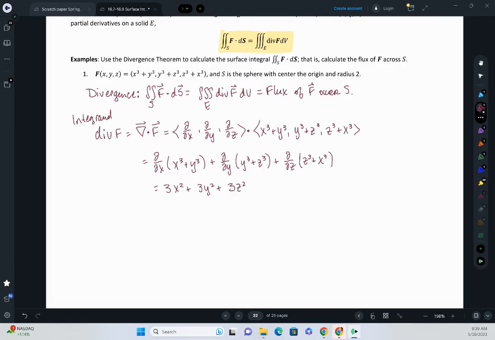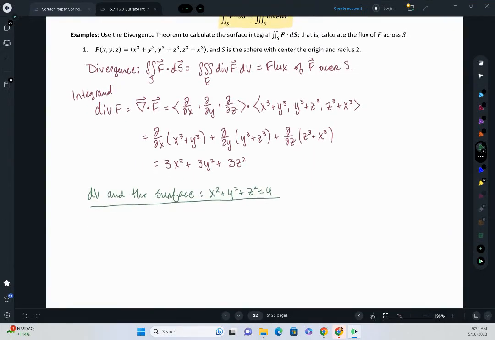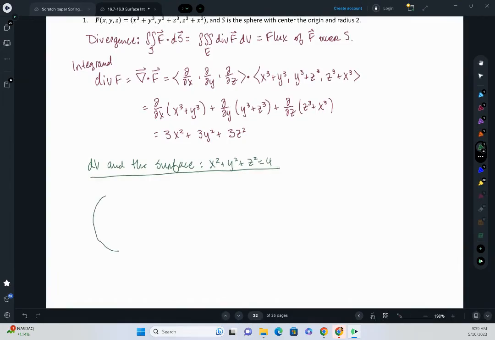Now we need to look at our differential, so our dV, and the surface. And our surface is a sphere with a center of the origin and a radius of 2. So that means it's x squared plus y squared plus z squared equals 4. All right. Now, a sphere of radius 2, let's go ahead and draw that. I think my drawings are getting worse the longer the semester goes. It's a good thing it's almost over.